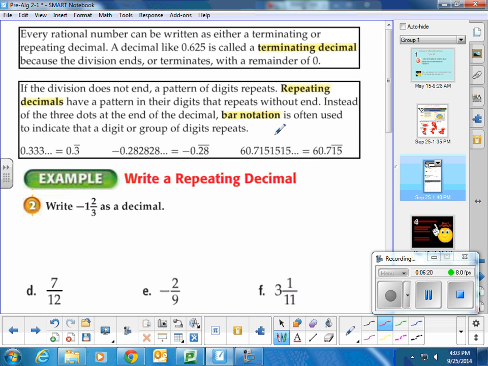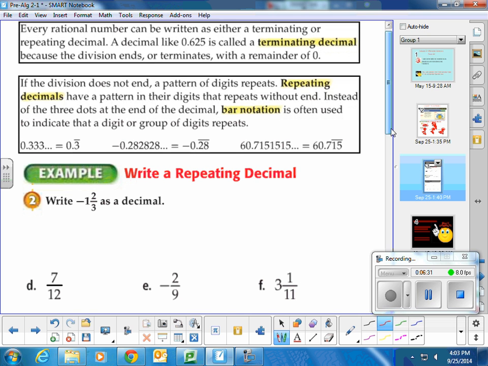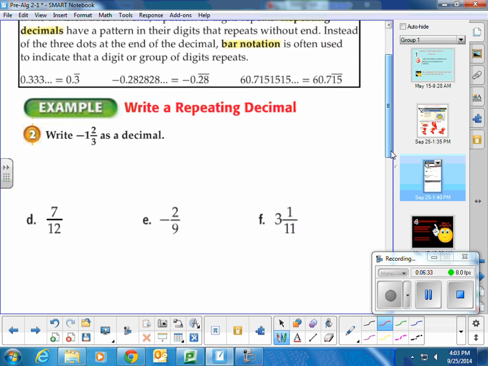And in this last example, it begins repeating right here with the 1, 5. So we write the 7 and then the bar over just the 1 and the 5. So the part that's repeating is what gets the bar notation.